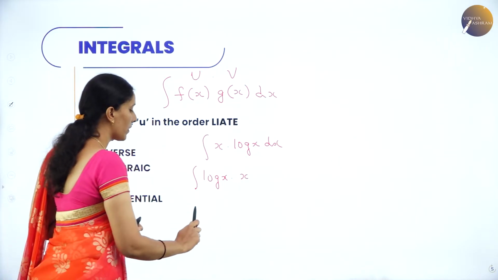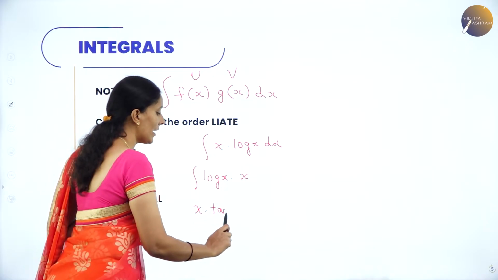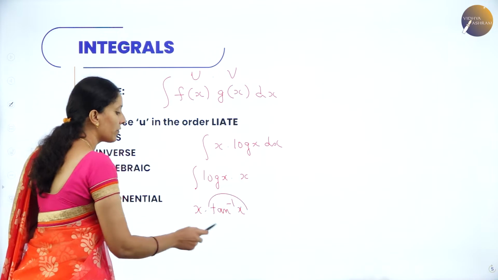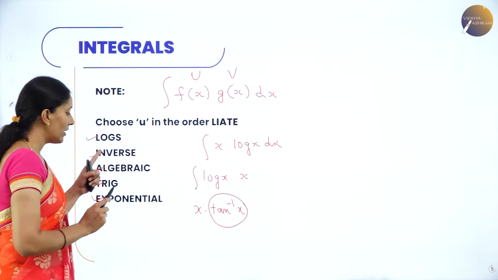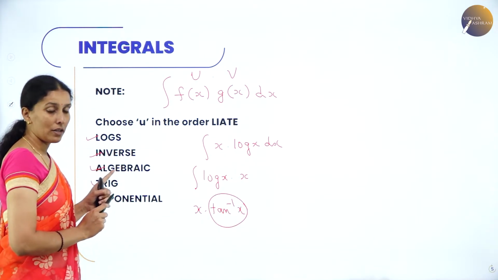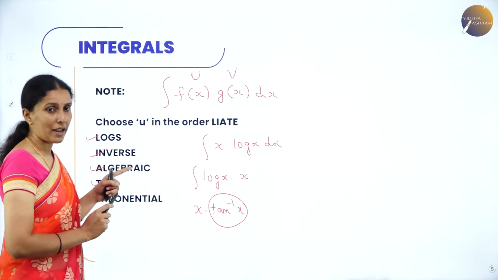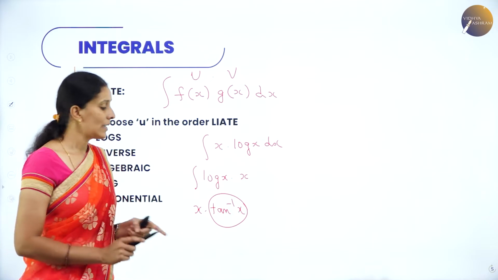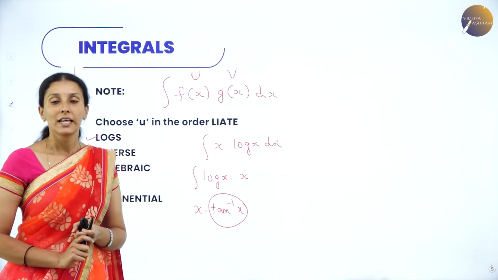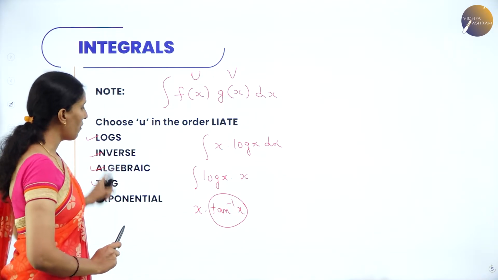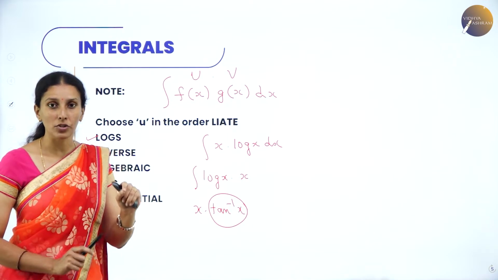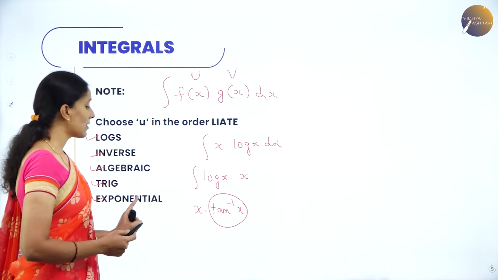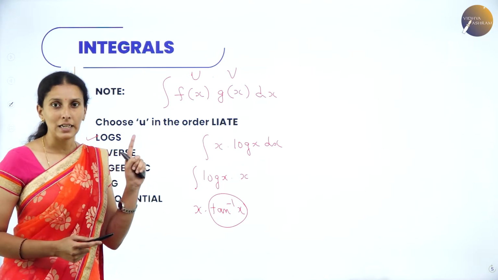Suppose you have x tan inverse x. You have to give preference to the tan inverse function, because inverse comes before algebraic function. So the first function has to be taken as tan inverse, and next you choose x. This is how you choose the first function before applying integration by parts, and finally the exponential can be taken later.